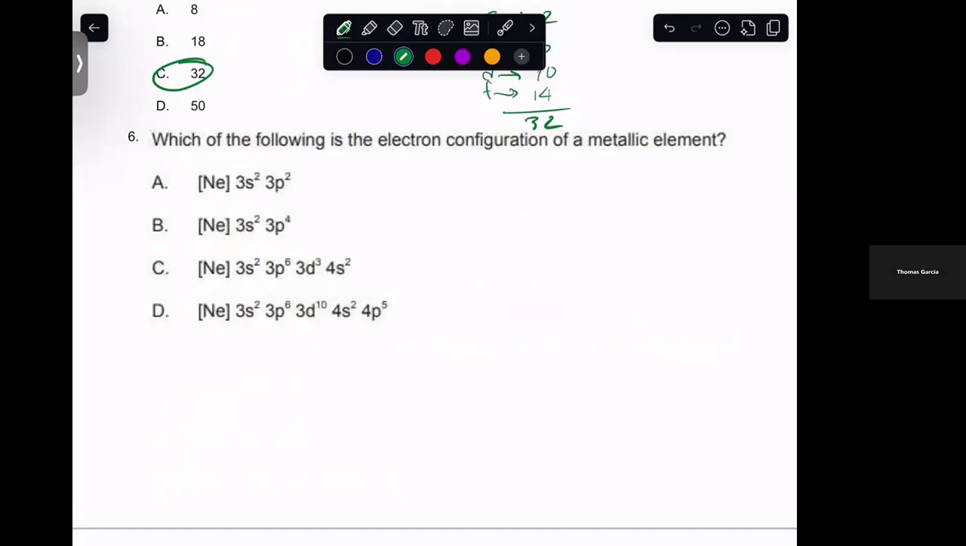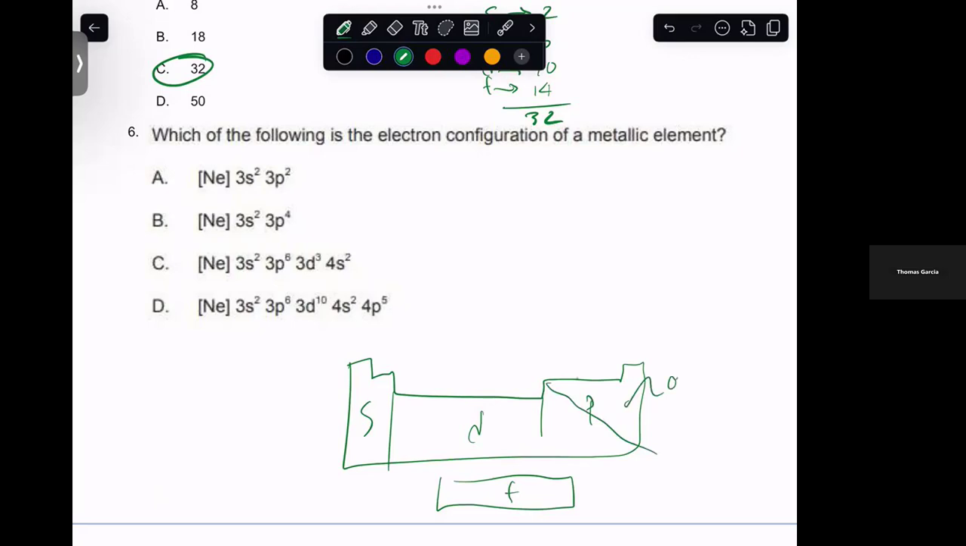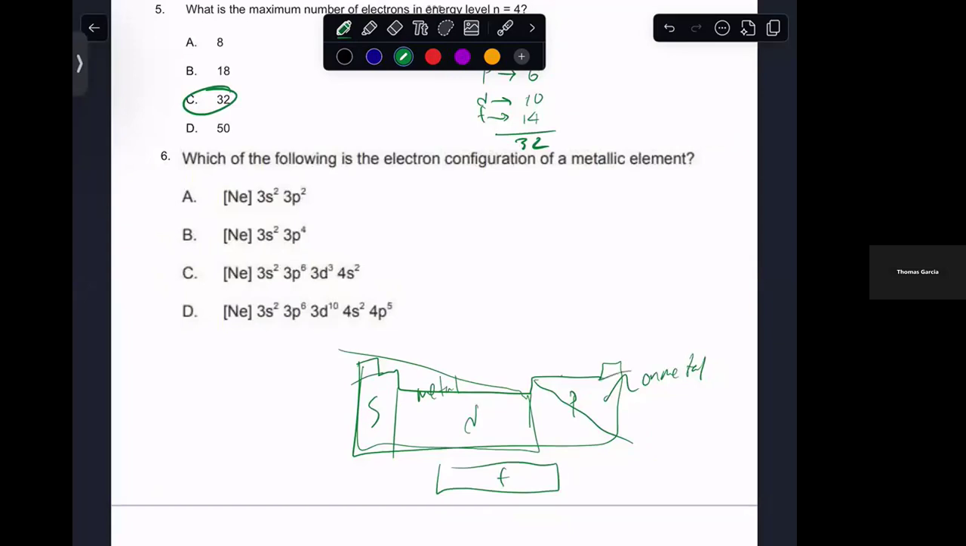Which of the following is the electron configuration of a metallic element? Well, when we look at our periodic table and our block system, this is our S, this is our D, down here is our F, and over here is our P block. P's are mostly non-metal. Things that end in S and D are usually metal, actually always metal except for hydrogen and helium. So we're just going to look for something that ends in the D block or the S block. So no, no, no. Oh, it has to be C. All right, there it is.